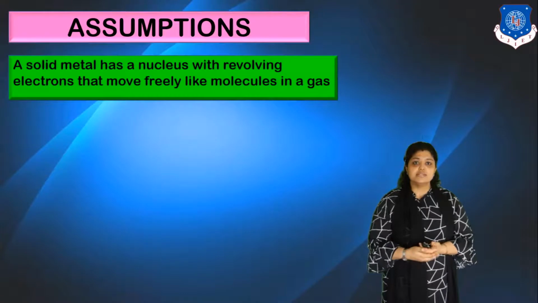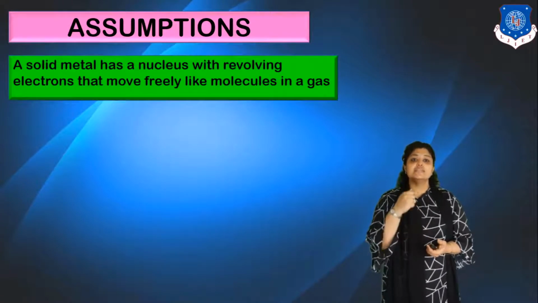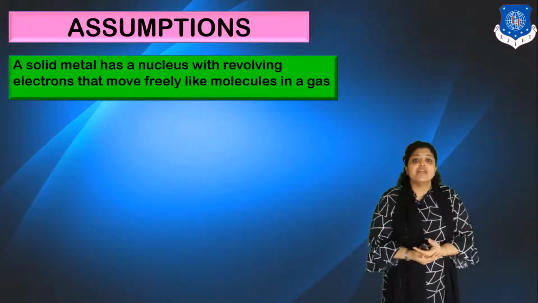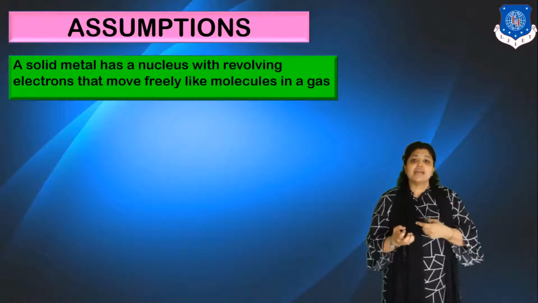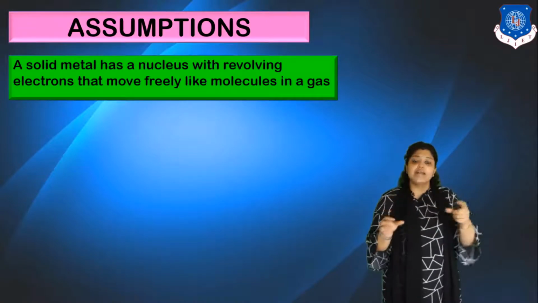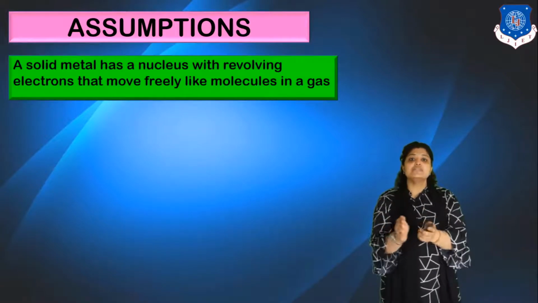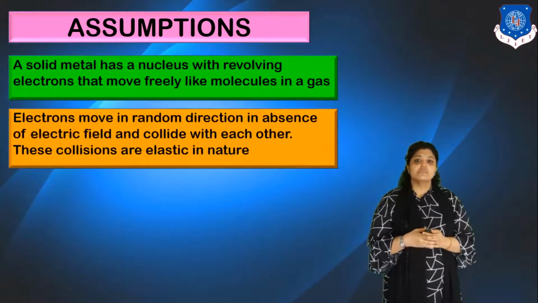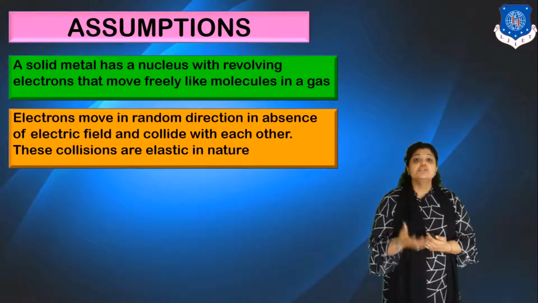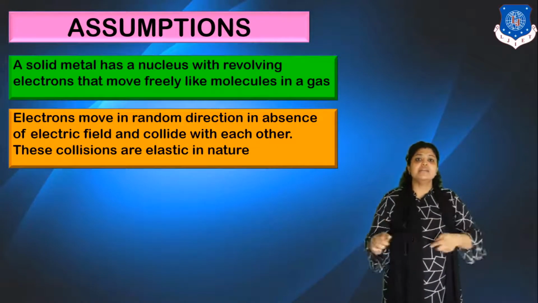The first assumption is they assume that a solid metal has a nucleus which has revolving electrons, and they assumed that these electrons behave like molecules of a gas. If you compare it with a gas, now gas molecules randomly are always in motion. They are scattered and they move randomly. So this was the assumption that in a metal also electrons behave like gas molecules. Electrons move in random direction when no electric field is present. So the assumption was that if electric field is not applied, the electrons will move in random direction.